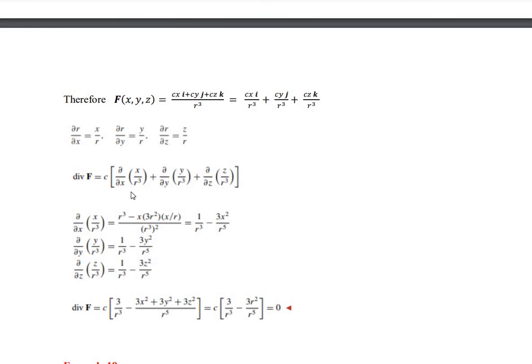So you can evaluate this one. So dou by dou x of x by r cube. So you will get this one. Then similarly in the case of dou by dou y of y by r cube, dou by dou z of z by r cube. So when you substitute this in this equation, you will get 0.